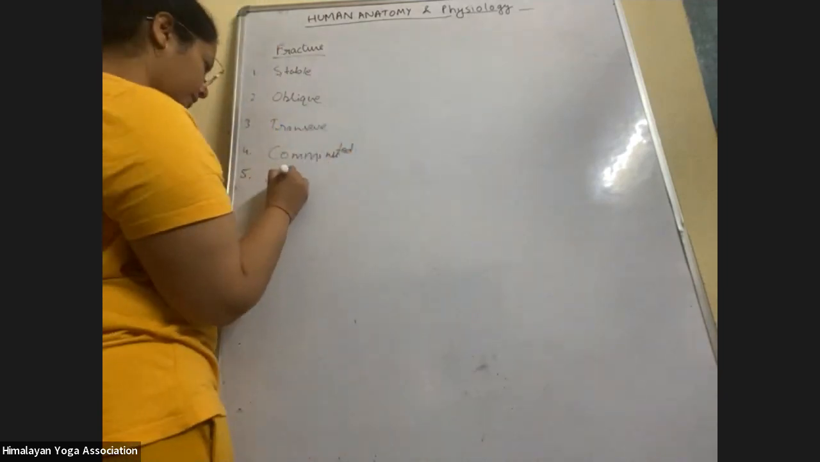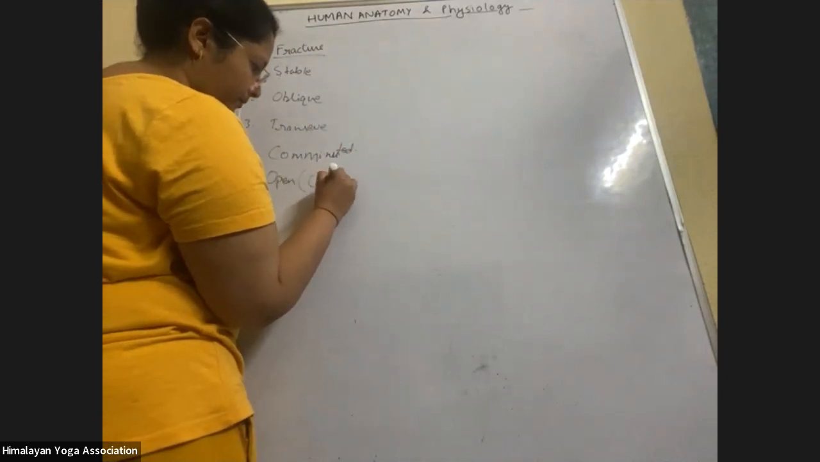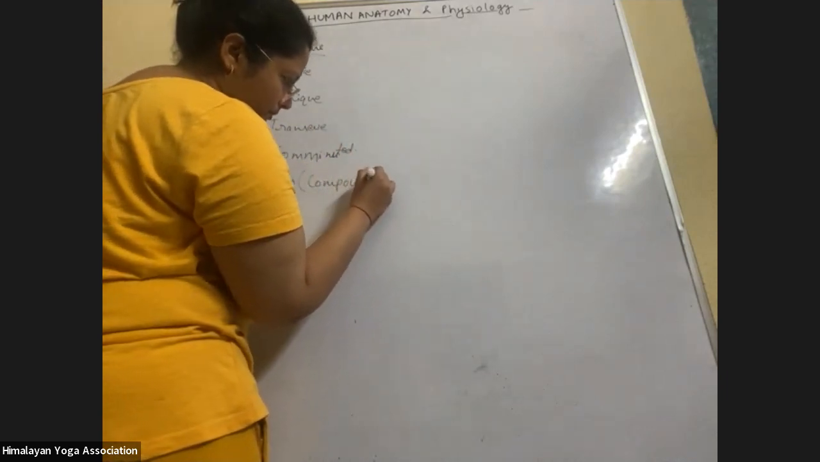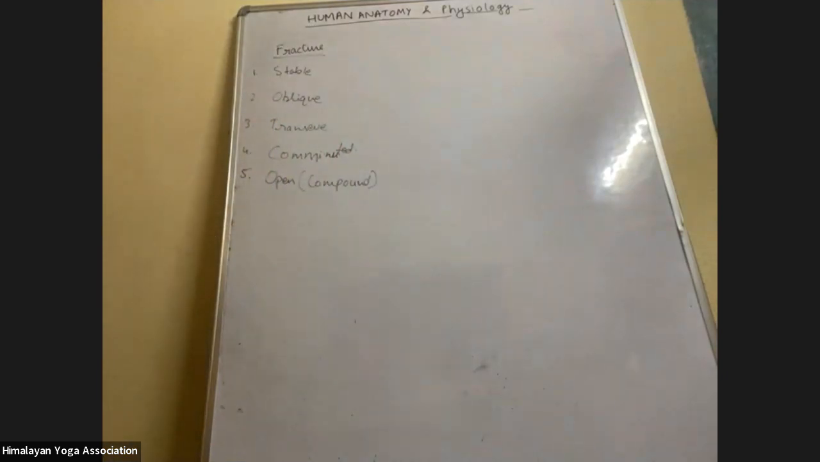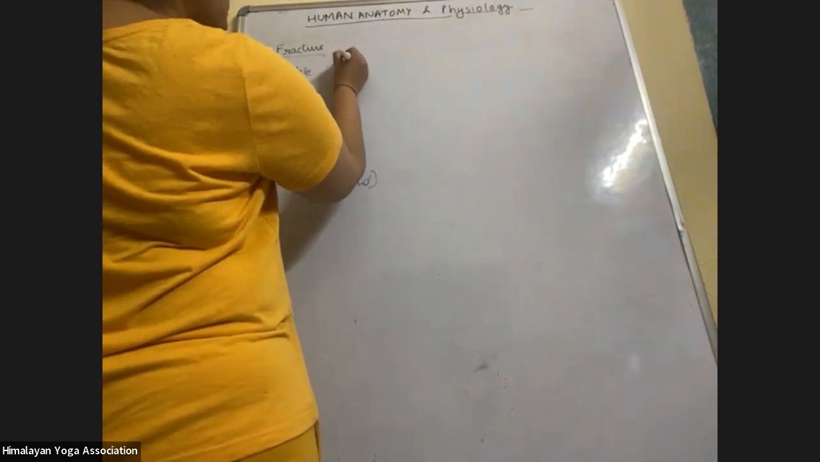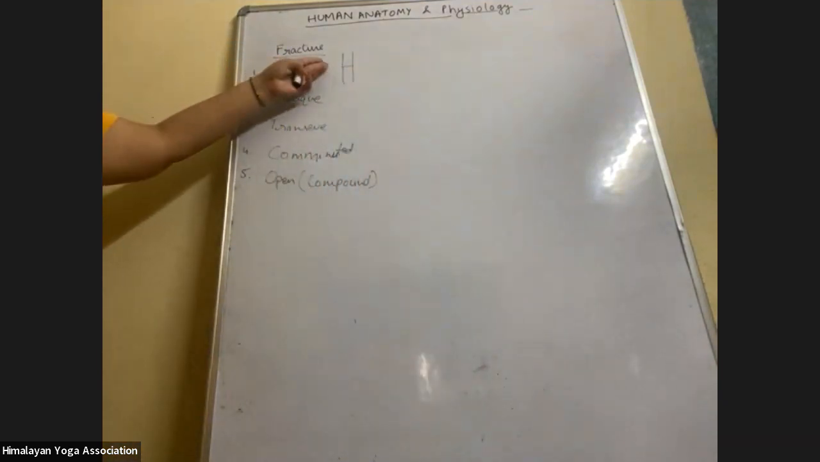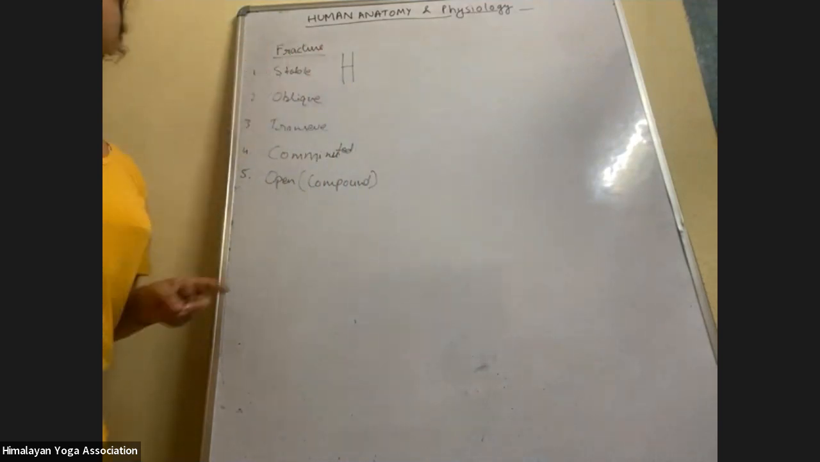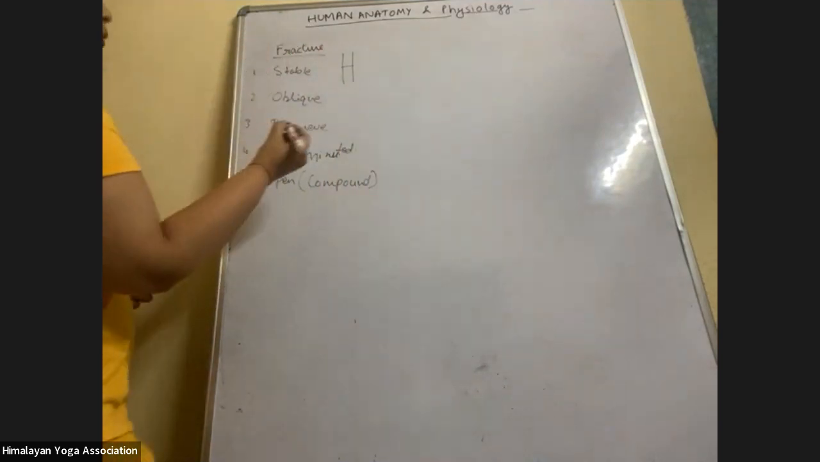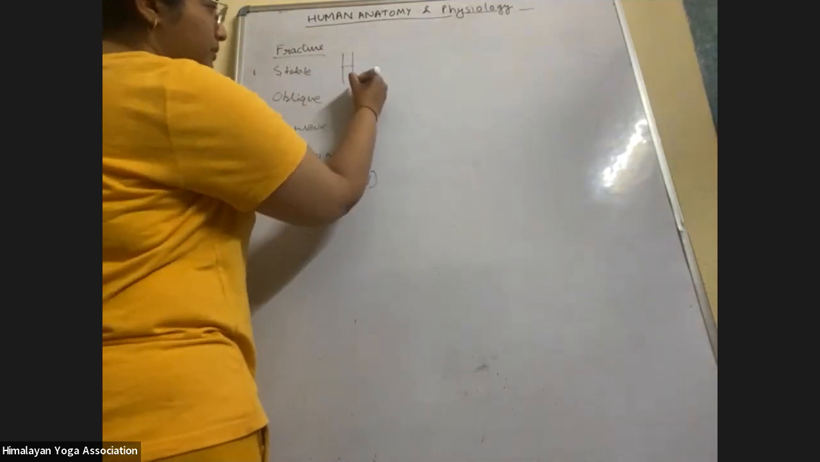Open or compound. Okay, so what happens in stable? Stable is when there is a bone, and in the bone there is just a crack, but the bones are intact in their place. Then oblique. What happens in oblique? Please tell me.